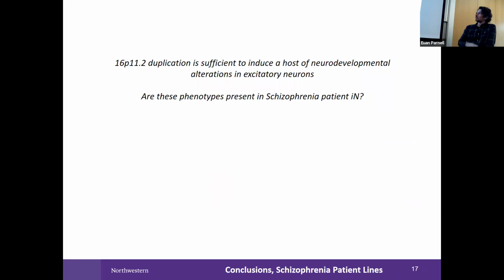And so, just to summarize, the 16p duplication by itself is enough to induce changes in neurodevelopment of iPSC-derived neurons. But how does this contribute to the schizophrenia presentation, the development of disease? And are these phenotypes relevant to schizophrenia?